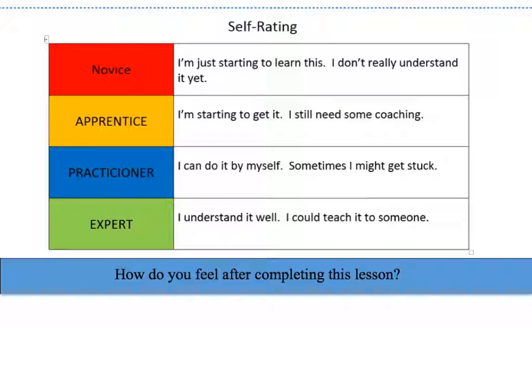So we've just completed this lesson on dividing fractions. You had 2 ways to solve it. It was either the algorithm or using models, and we want to know how you feel. So go ahead and self-rate yourself based off of this lesson.